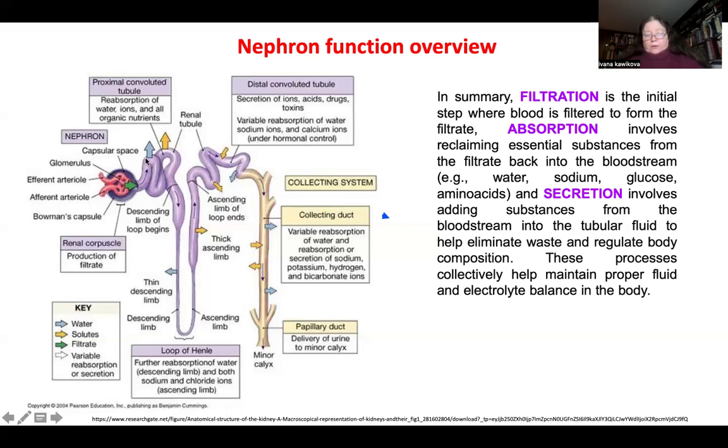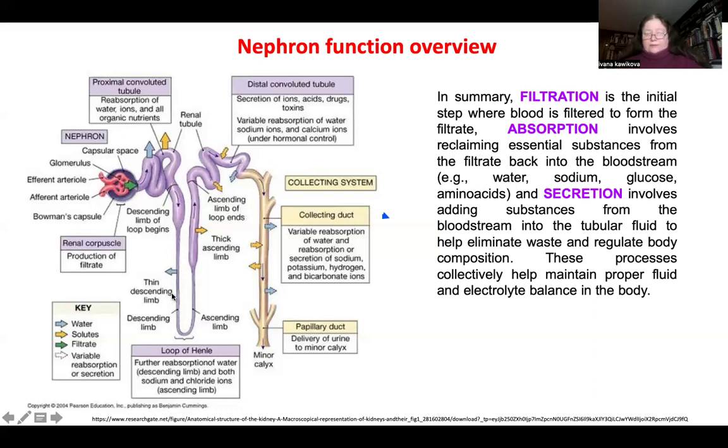So then, as the fluid moves into the proximal convoluted tubule, we see here that we are resorbing solutes, right? And because this part is a water permeable area, the water follows these solutes, and so at the end we have the same osmotic pressure as in the blood.